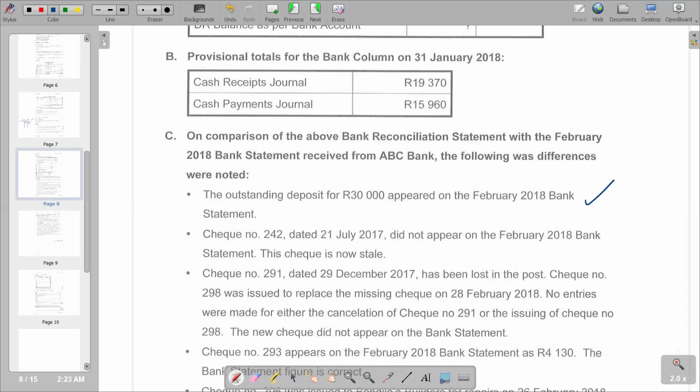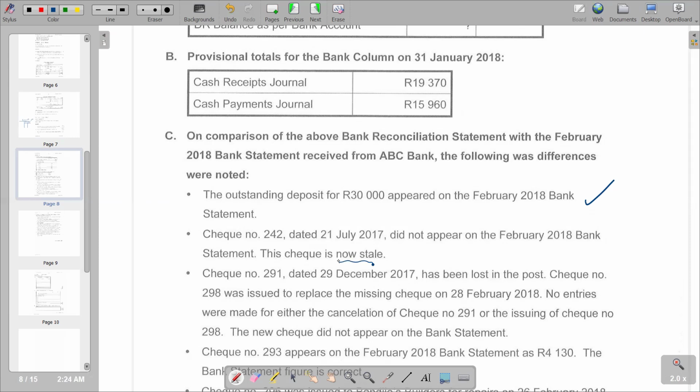So we regard that as appropriate. Then we go to the next one, check number 242, dated 21 July. This check is now stale, meaning it can no longer be processed. But remember, whenever a check is issued by the business, it's recorded there and then before it leaves the business. So this stale check is already inside our journals, under the cash payments journal. Since it's now stale, it has to be removed.